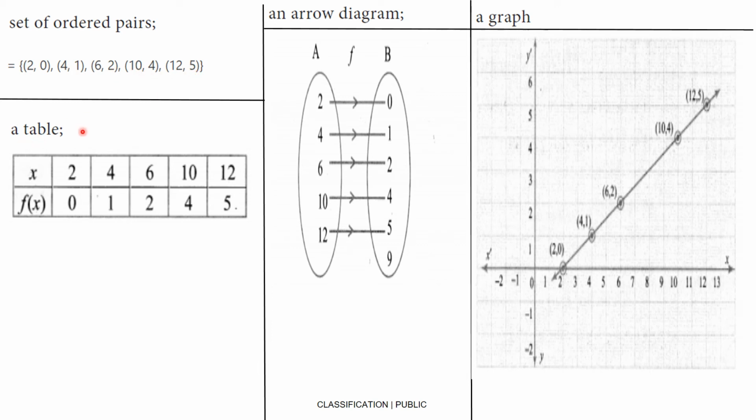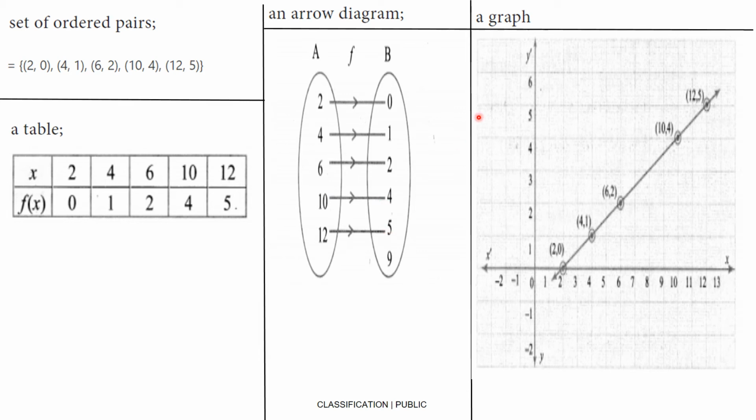X elements you write 2, 4, 6, 10, 12. And f of x, we find the values 0, 1, 2, 4, 5 for these x. So we draw this table. Next, the arrow diagram is also the same: write the A elements, write the B codomain, but whatever the range is, that is related function only, you map it: 2 to 0, 4 to 1, 6 to 2, 10 to 4 and 12 to 5.